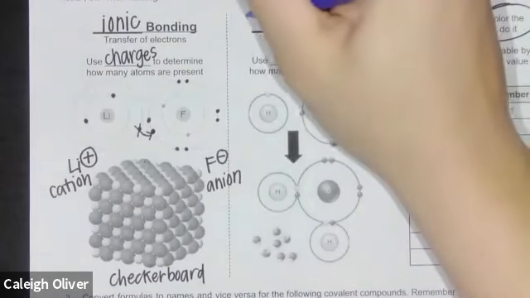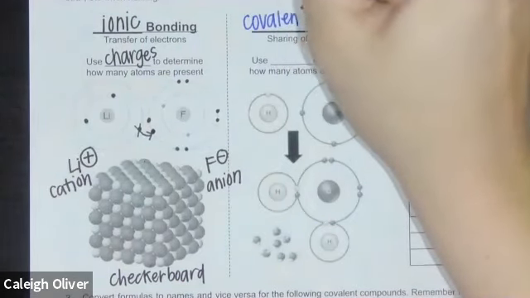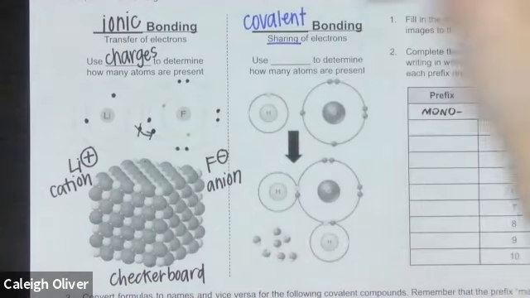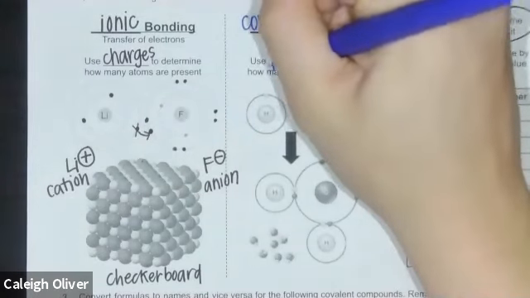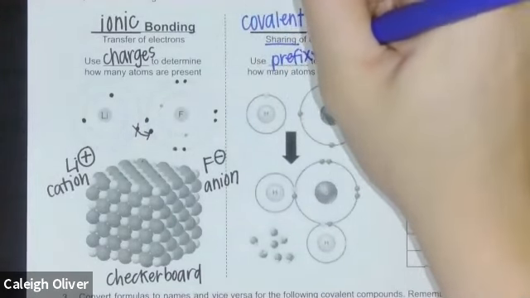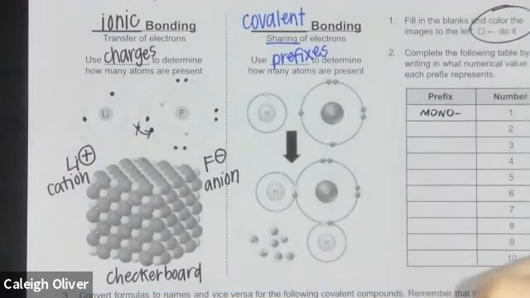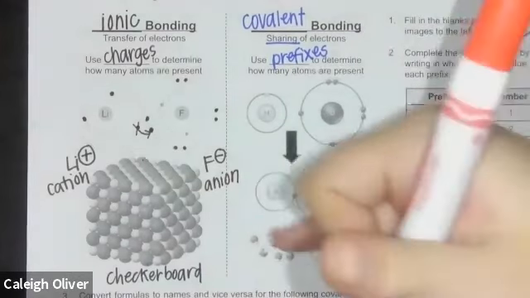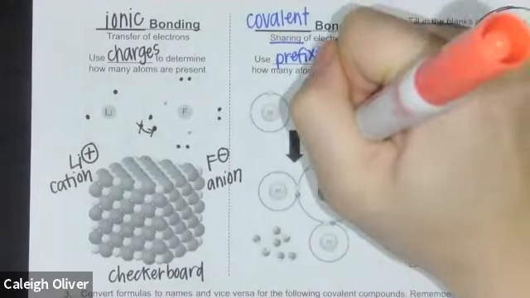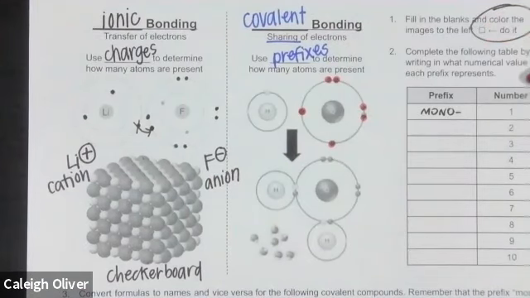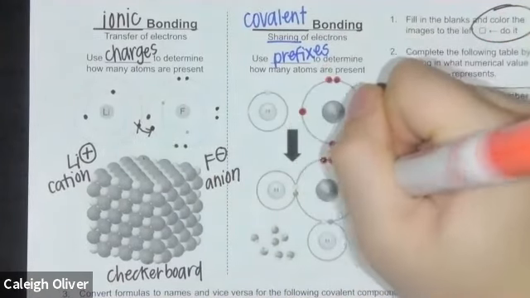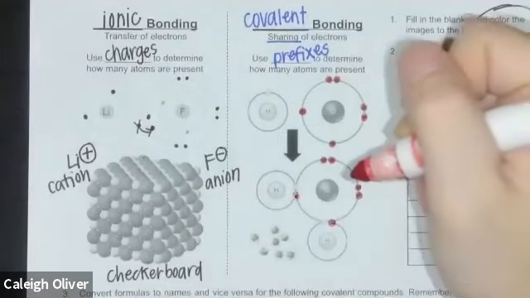covalent, is sharing the electrons. More on this later, but essentially we need to use the prefixes to determine how many atoms are present. What I mean by sharing is the idea that oxygen has 6 dots in its valence shell. It needs to have 8 to be stable like a noble gas.